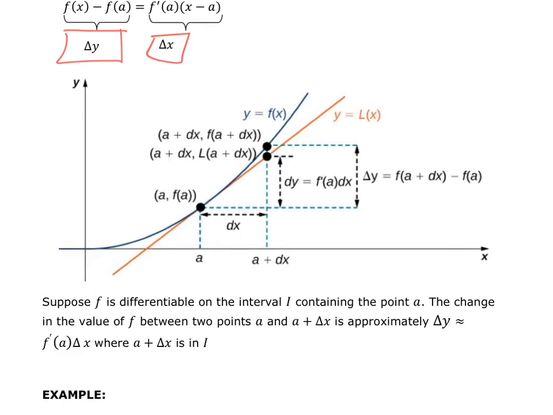So assume f is differentiable on some interval, so some x value to x value, and it has some point in there that we actually care about. We're going to call that a. Then the change in the values of y between the points a and, say, a plus something close to it is approximately equal to f prime of a times delta x, so long as that a plus delta x is in there.